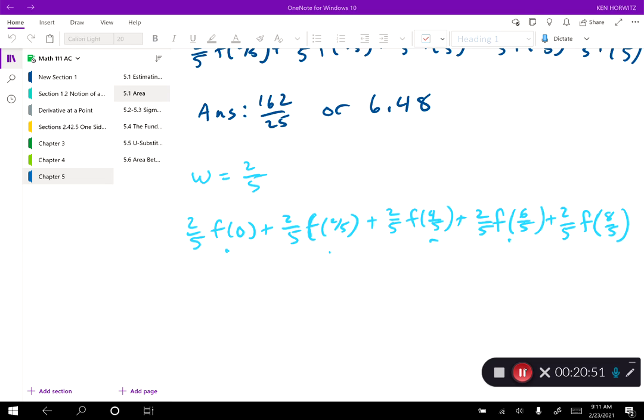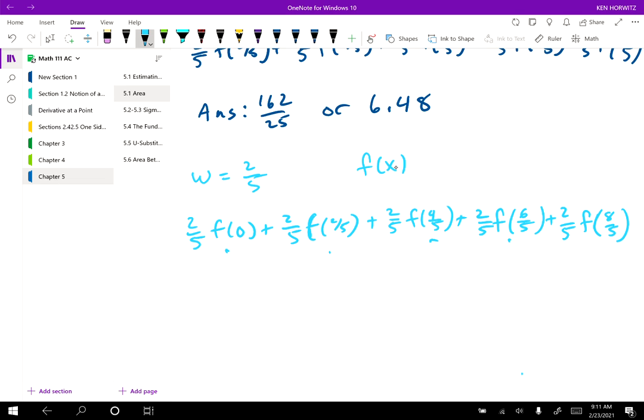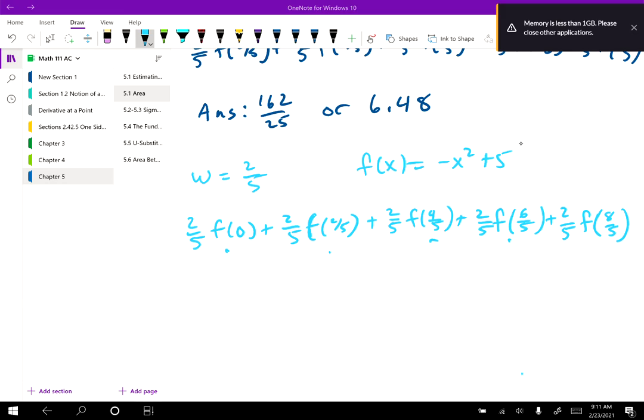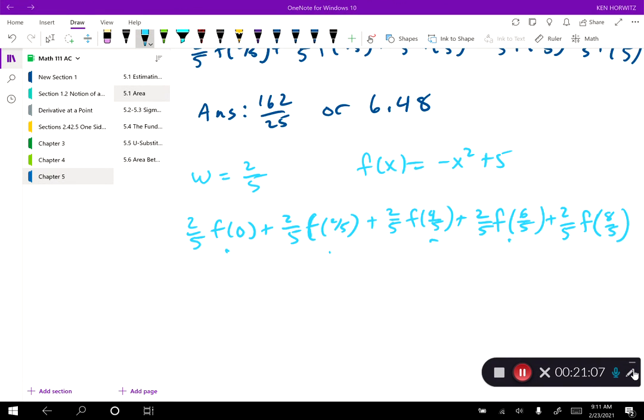All right, so hopefully you paused the video to work this out. Again, my function is negative x squared plus 5. If you didn't, take an extra moment, pause the video to work it out. However, I got an answer of 202 over 25, or if you're able to convert to decimals, 8.08. For me, the fraction would be fine.